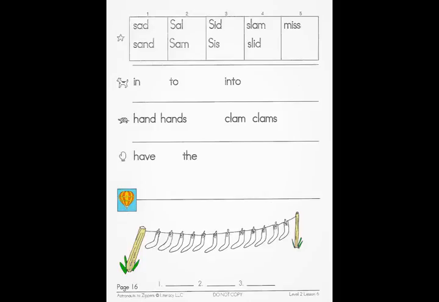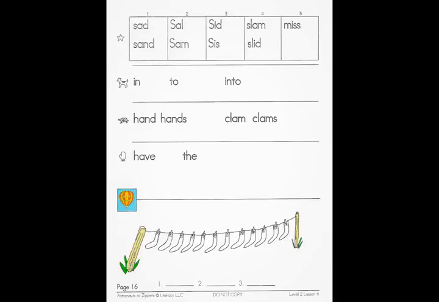When an S is at the end of the word, it may sound a little different from the S sound. It can also sound like a bee buzzing, like Z. Listen to the end of the word hands. Did you hear the Z?